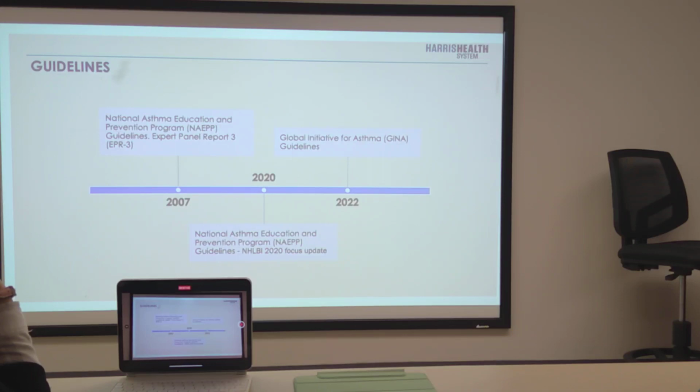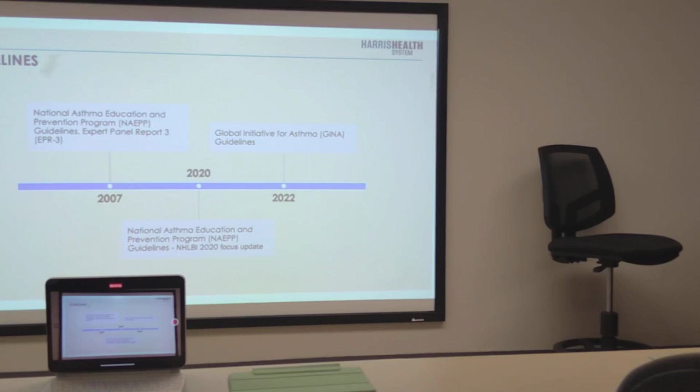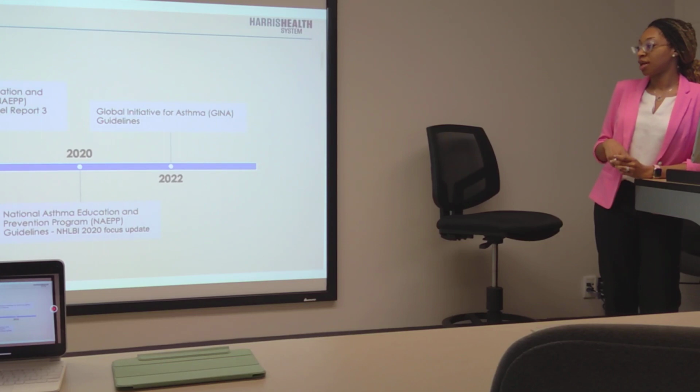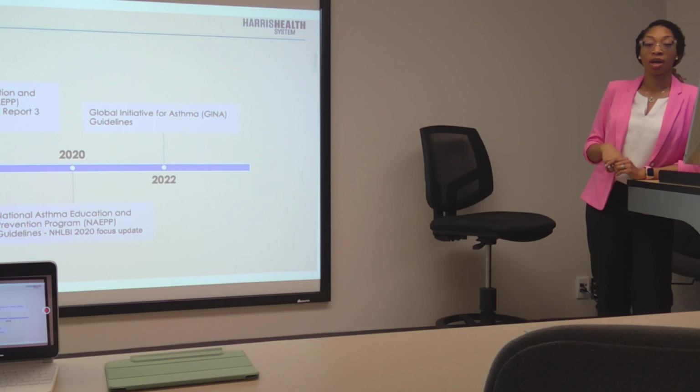But the GINA guidelines, which is the Global Initiative for Asthma guidelines, usually update every year. So just something to note when you're looking out for the most up-to-date guidelines. The GINA guidelines typically update every year. The EPR3 guideline, the most recent one that we have, is the one from 2020. Also, a lot of times you'll see in family practice that EPR3 guidelines are the ones most of them tend to use.